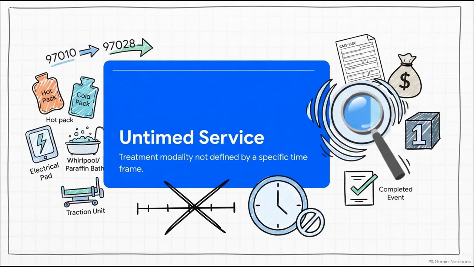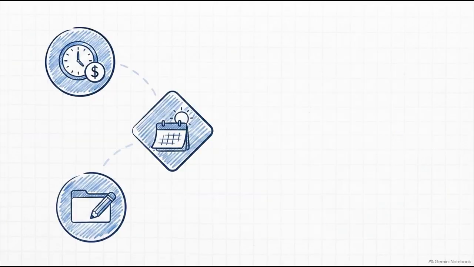Think about it like this. It doesn't matter if that paraffin bath takes 10 minutes or 30 minutes, the code itself represents the entire service event. Because they aren't bound by time, the billing rules are incredibly strict. Untimed services are billed based strictly on the number of times the procedure is performed. Crucially, they're usually billed only once per day per patient, regardless of how many areas are treated.